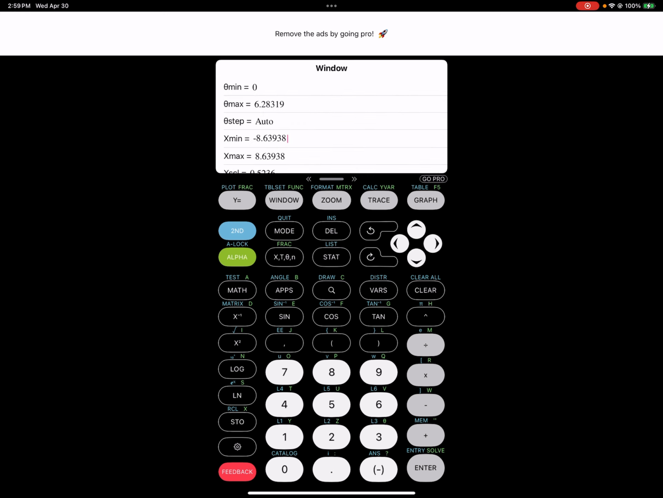I need to change my window so we can see it. Where's my y? Y max. Okay, well, that didn't work.